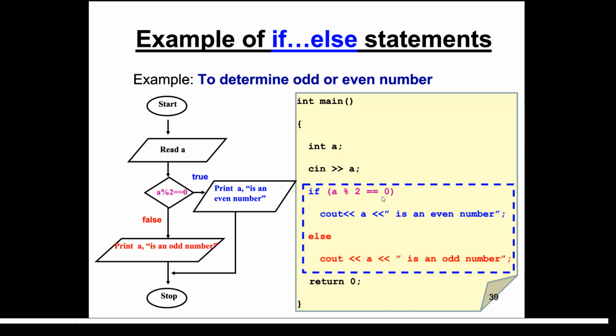Same as before, you don't put a semicolon at the end of your parentheses, after your condition. And how about curly brackets? Why is it that we don't have curly brackets? It's because there's only one statement here: one statement for if, one statement for else. So you don't need curly brackets. If you have more statements, then you're going to need curly brackets.